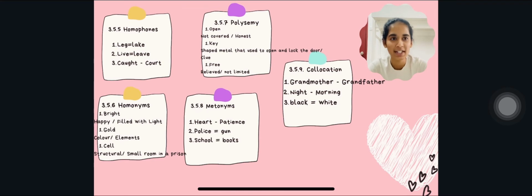So the seventh is polysemy, which means words that spell and sound the same but have more than two meanings. So the first one is open. Open means it's not covered, and the other meaning is honest. We are being honest. We are an open person.